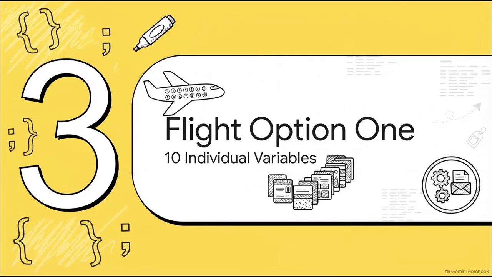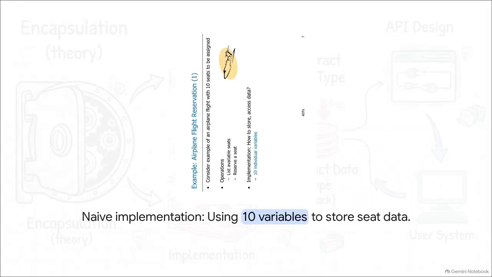Which brings us to part 3, flight reservation, option 1. This brilliantly illustrates everything we've talked about. Let's look at a concrete, exam-relevant code example for an airplane flight that has exactly 10 seats to be assigned. Picture this scenario. We have a flight with 10 seats. Our required ADT operations are simple: list the available seats and reserve a seat.